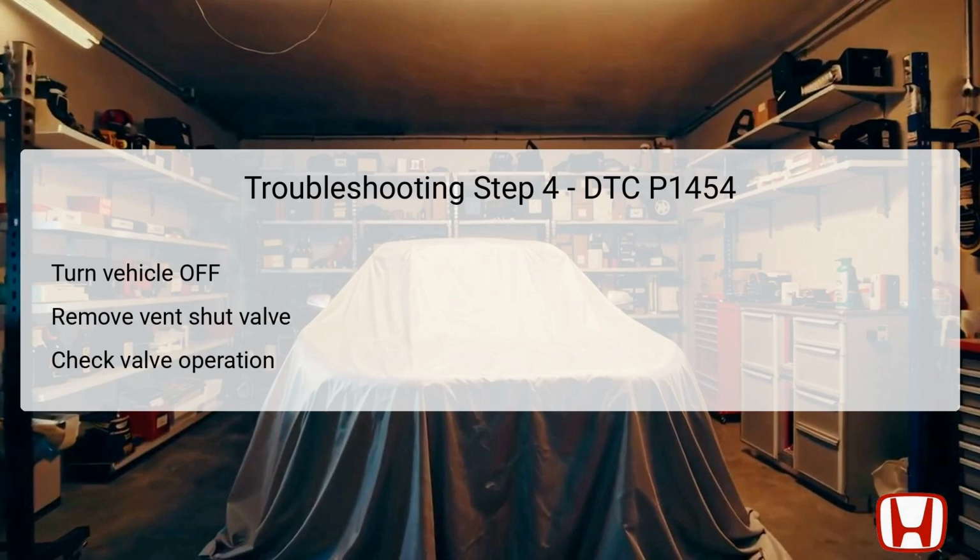This allows evaluation of the vent shut valve's operation by observing if it responds correctly. An ideal outcome would show that the valve operates without corrosion issues, indicating that it can open and close as necessary to regulate vapor flow. If the valve is found to be corroded or not functioning well, replacing it is essential to rectify the issue and restore proper EVAP system functionality.